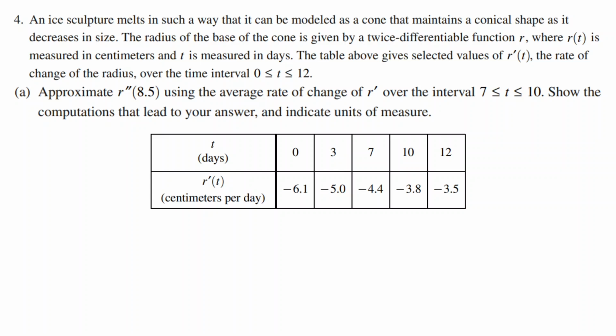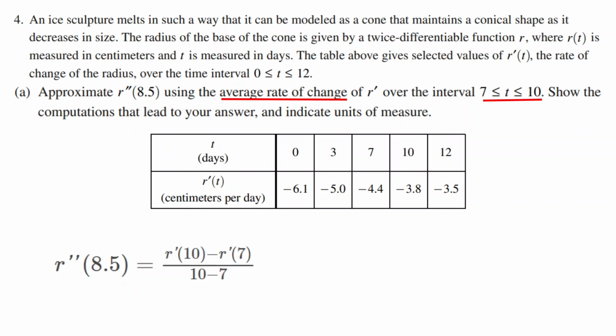Part A tells us to approximate r double prime of 8.5 using the average rate of change of r prime over the interval 7 less than or equal to t less than or equal to 10. Show the computations that lead to your answer and indicate units of measure. We're looking for r double prime at t equals 8.5, so we're looking for the average rate of change of r prime between 7 and 10. To get the AROC, we just do r prime of 10 minus r prime of 7 over 10 minus 7. Now we plug in the values and we see some decimals.